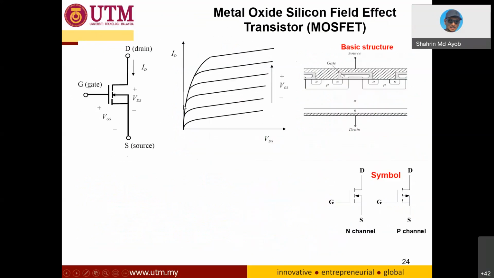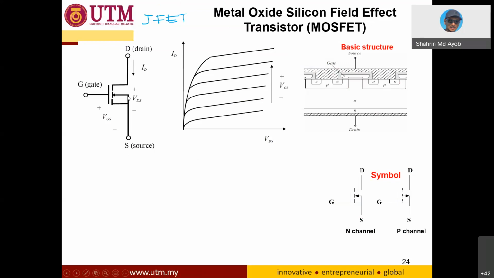Okay. The second transistor is the MOSFET, or metal oxide silicon field effect transistor. I think in electronics, have you learned about the MOSFET? I think maybe JFET, right? JFET, if not mistaken, because during my electronics subject, we were taught about JFET. But I don't know in the current syllabus whether it's still JFET or MOSFET. Okay, never mind. So this is a MOSFET.